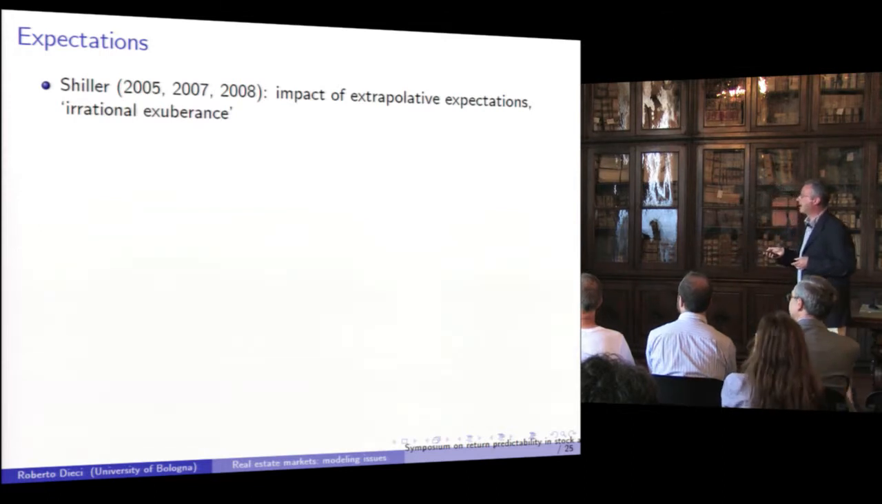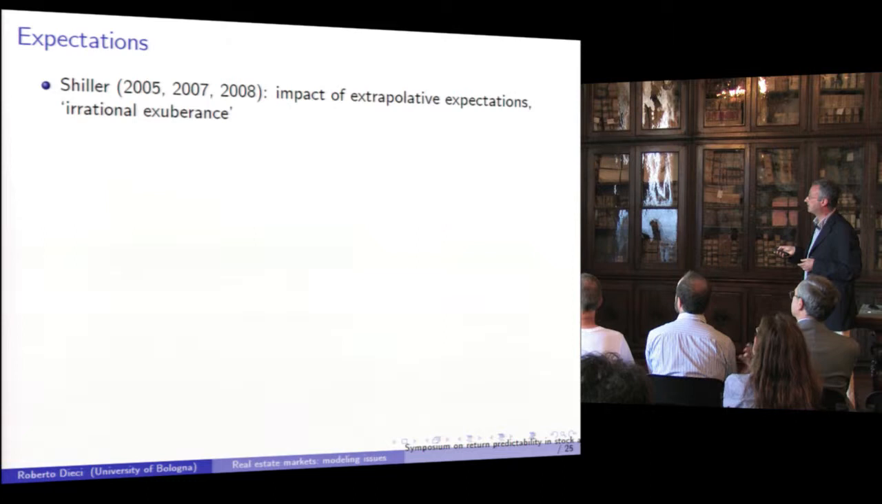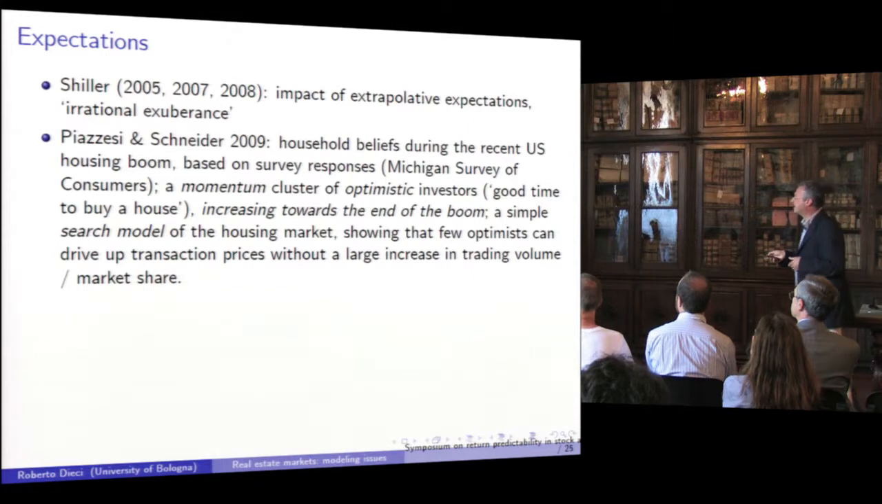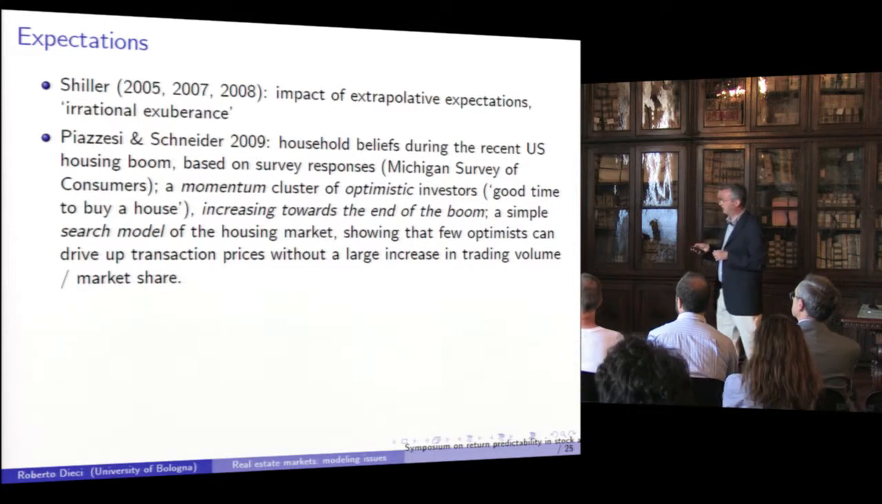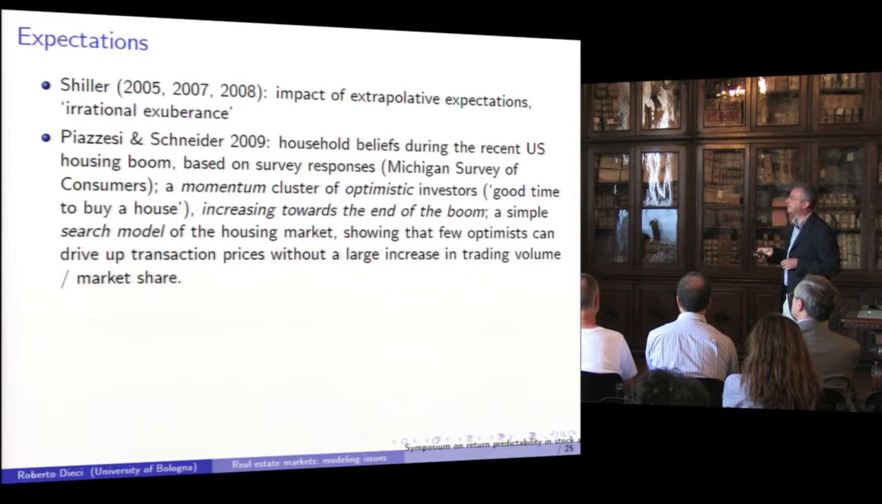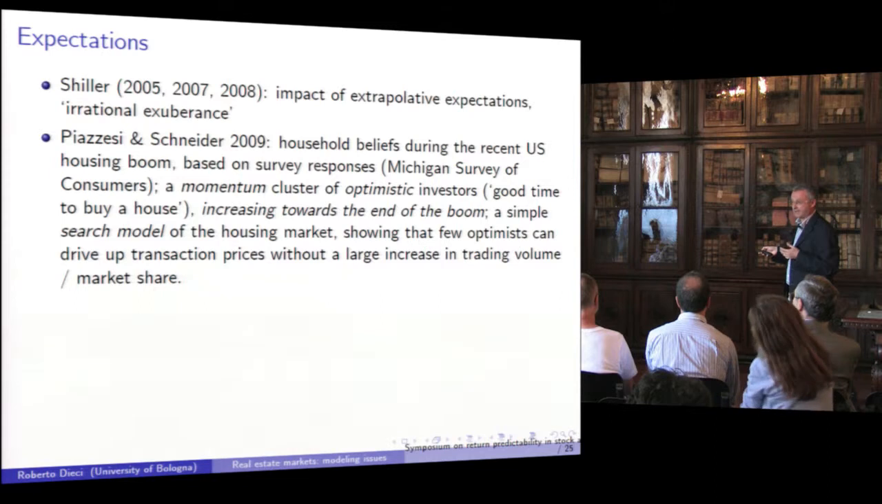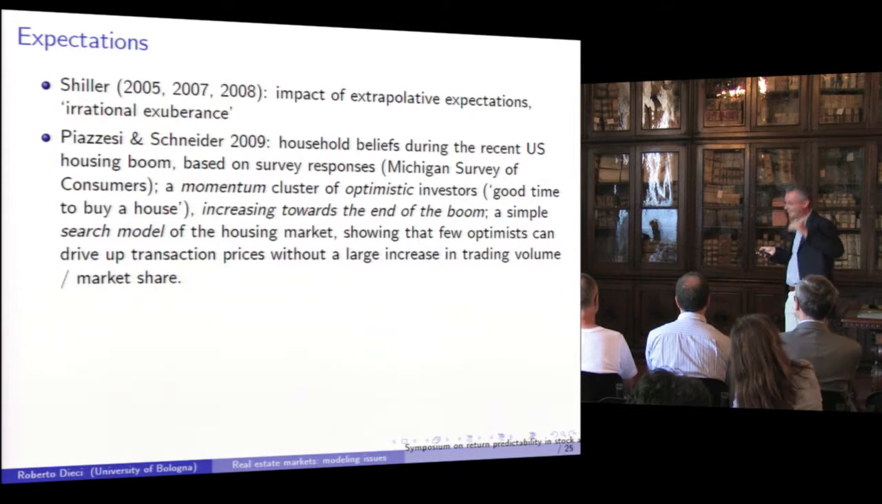About expectations, the work by Shiller, of course, everybody knows it, points out the impact of extrapolative expectations and so-called irrational exuberance. The work by Piazzesi and Schneider considers households' beliefs during the recent US housing boom based on survey responses. They find from the data, applying cluster analysis, that there is a momentum cluster of optimistic investors, those who think that it is a good time to buy a house because prices will go up. The size of this cluster increases towards the end of the boom, when prices are already very close to the top.